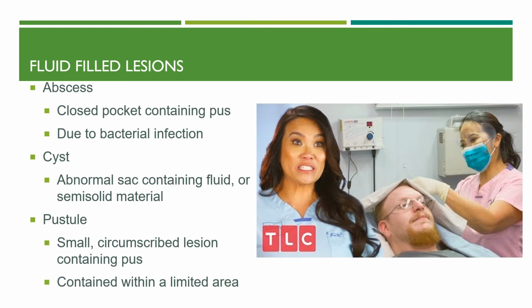So now we're going to talk about lesions, but specifically lesions that have fluid in them. So these are bumps that you'll see on the skin, but when you would open them, what we call incision and drainage, fluid or something would come out of them. The first we're going to talk about is an abscess. An abscess is a pocket in the skin that contains pus.